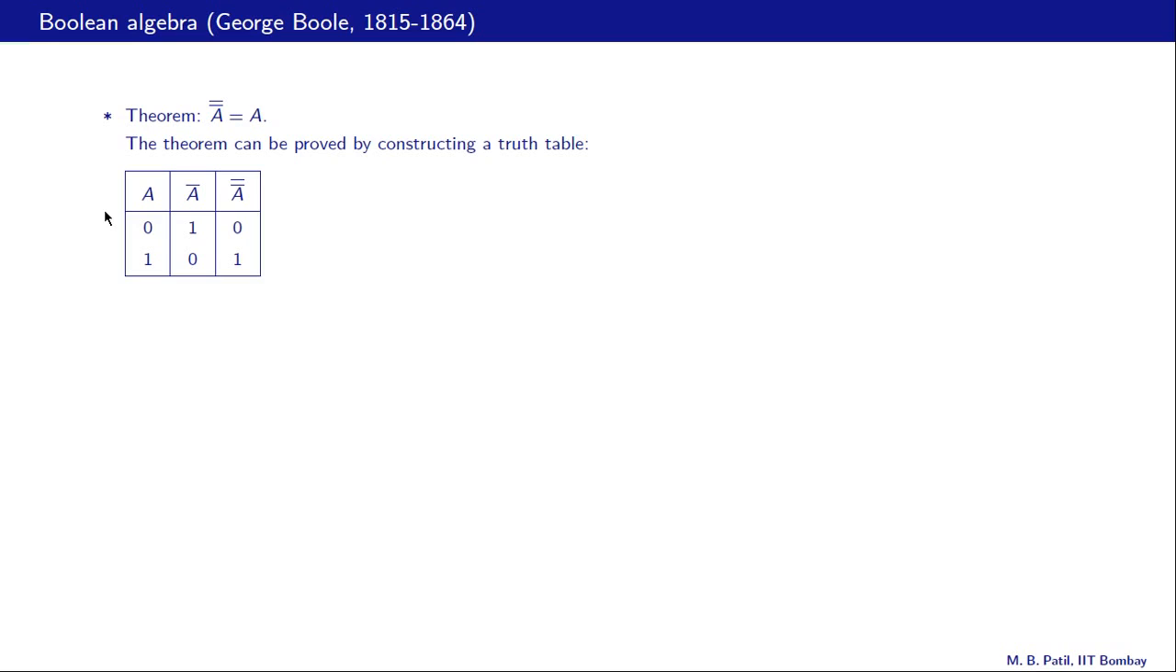The theorem can be proved by constructing a truth table. So we list all the possible values of the inputs. Here there is only one input, A, and therefore there are only two possibilities, 0 and 1. So A can be either 0 or 1. If A is 0, A bar is 1 and the bar of that, which is this column here, is 0. If A is 1, A bar is 0 and the bar of that is 1. Therefore, for all possible values that A can take, namely 0 and 1, A bar bar is the same as A because these two columns are identical, and therefore we can say that A bar bar is the same as A.